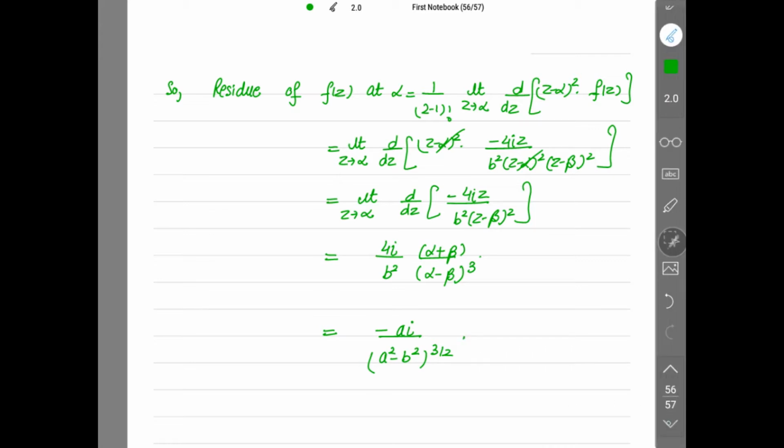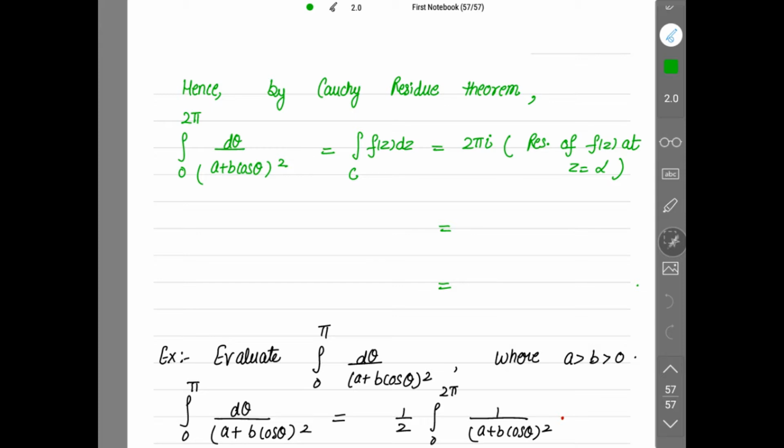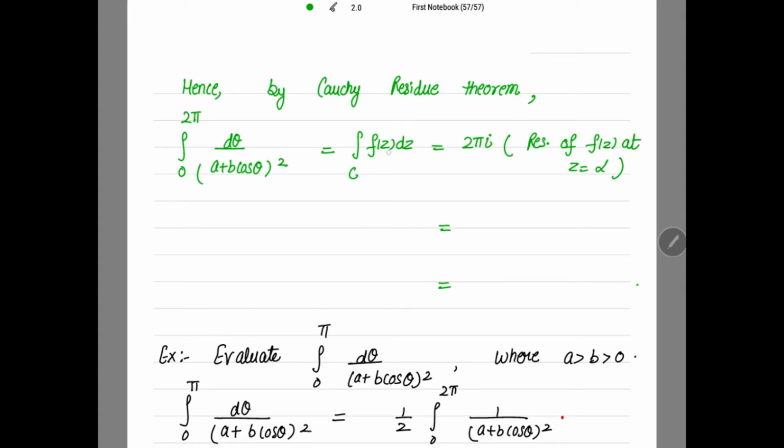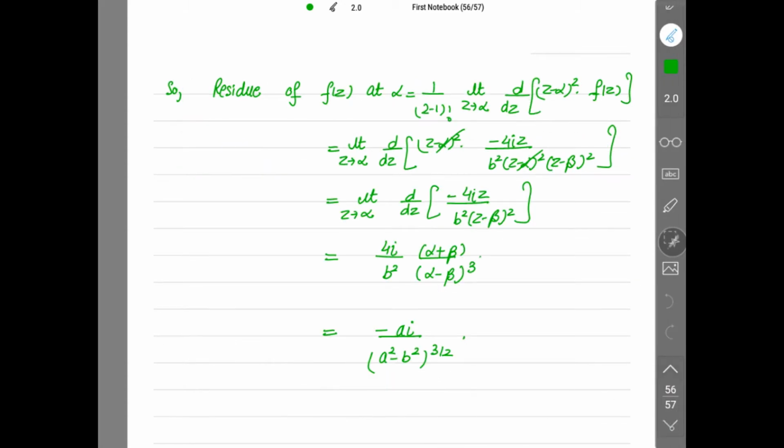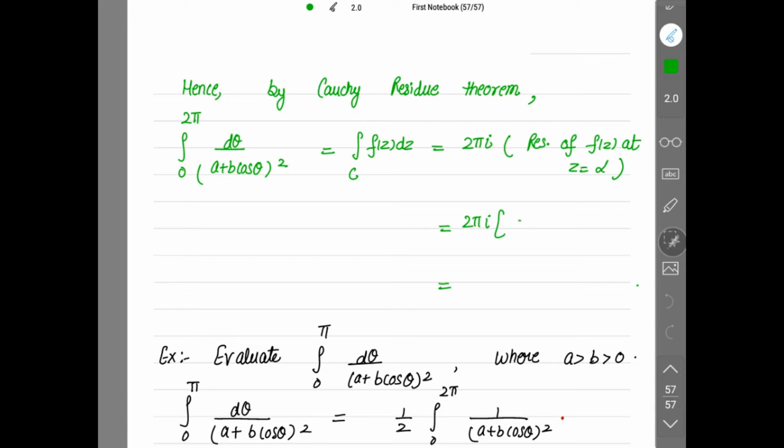Now at the last we have to just apply the Cauchy residue theorem. So this integration from 0 to 2 pi d theta over (a plus b cos theta) whole square is equal to integral over c of f(z) dz, that is equal to 2 pi iota times residue of f(z) at z equal to alpha, right? So 2 pi iota, what is the residue of f(z) at alpha? We have just calculated, this is minus a iota over a square minus b square.